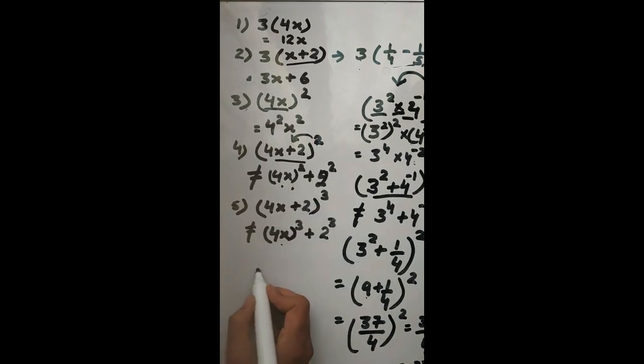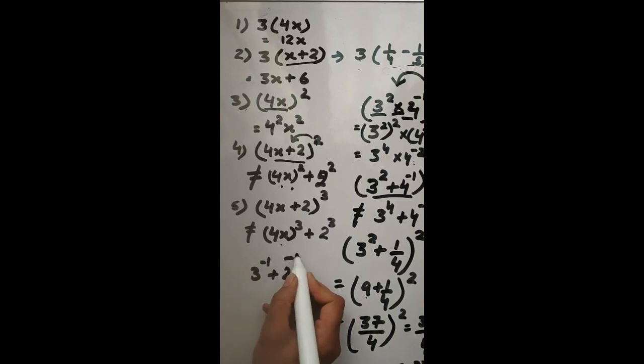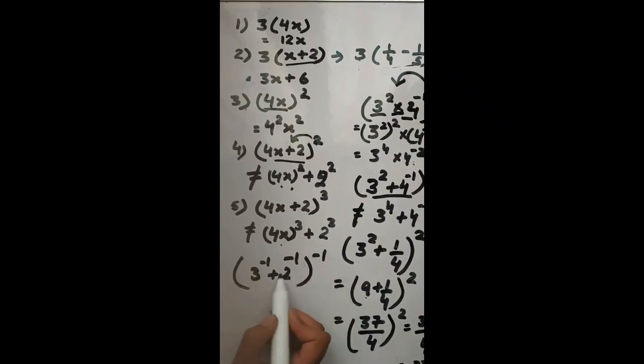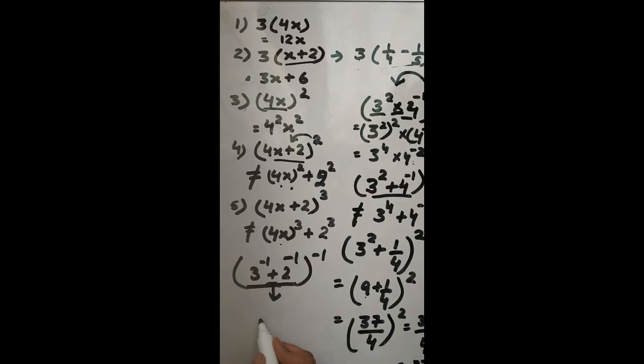If you have a question like 3 raised to power minus 1 plus 2 raised to power minus 1 whole raised to power minus 1, it's again a power and there is a plus sign, so you cannot distribute this power. You cannot write it like this. You need to sort this up first. You have to deal with the plus sign, solve it first, and then you can do it. On the other hand, if it is multiplication, then you can distribute this power. This will become 3 raised to power 1 into 2 raised to power 1.